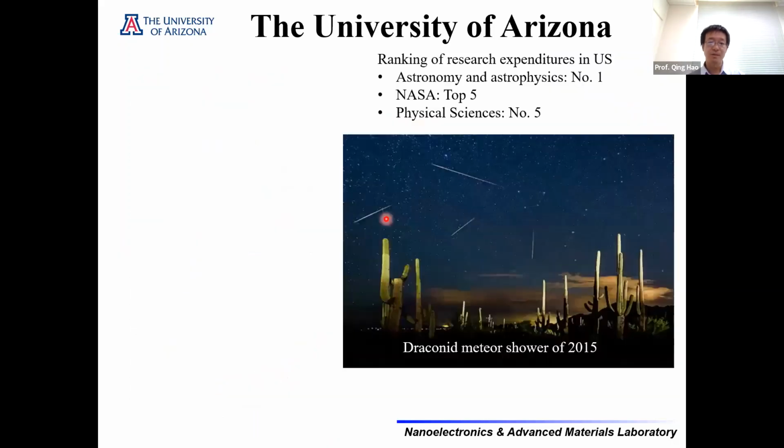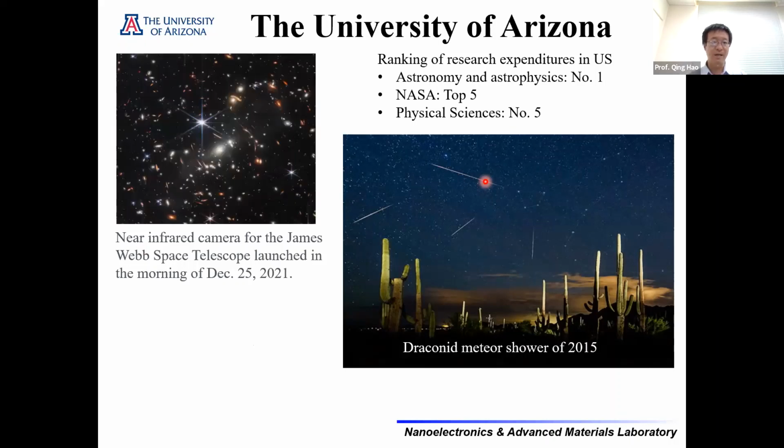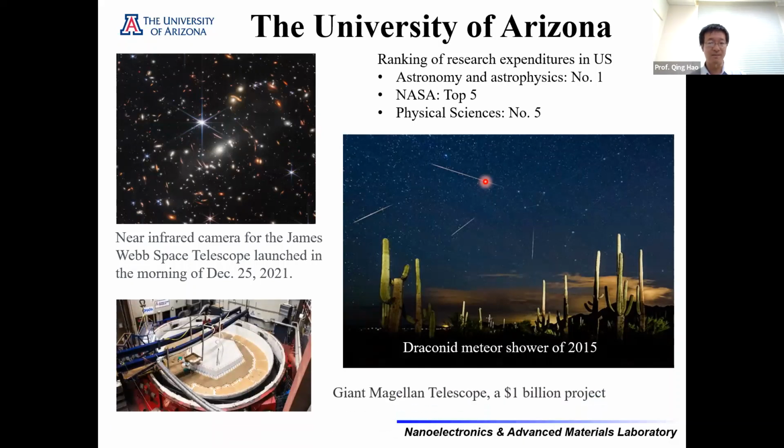Tucson is also one of the best locations to watch stars. So University of Arizona has been very strong in astronomy and optics research. Our research funding is leading the country in many categories for this type of research. The most recent work is the near-infrared camera for the James Webb Space Telescope launched last year. Just this week, we can see these full-color images sent back from the telescope. And right now, there's another giant telescope under construction at University of Arizona.